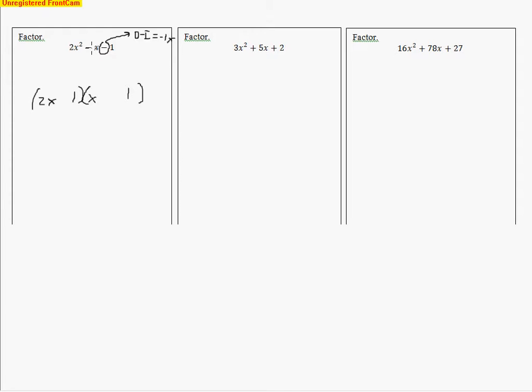So to make it a negative x, I'm going to put the minus sign here and the plus sign here, but check your answer. Make sure it matches. So 1x, negative 2x, you see those will subtract to make negative 1x. So it does end up working out.